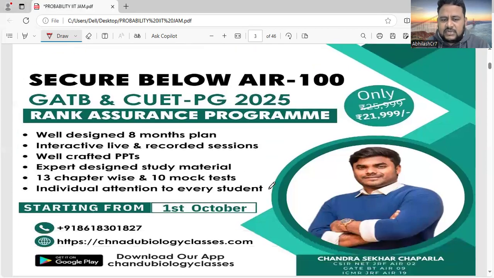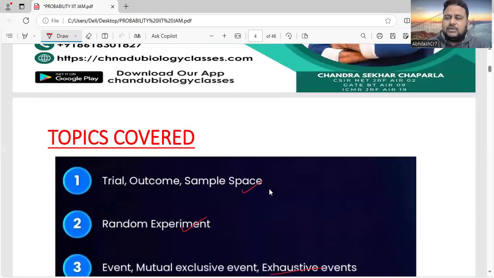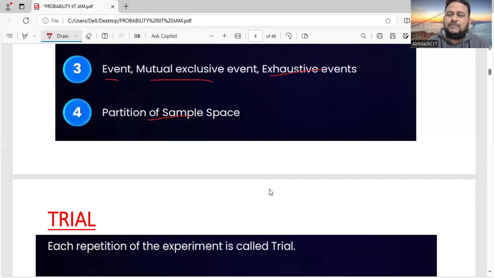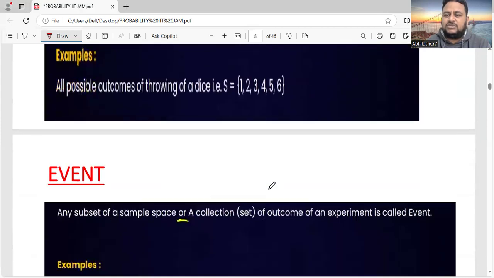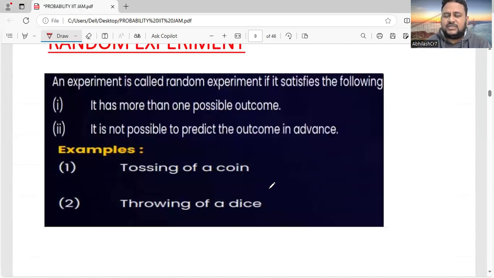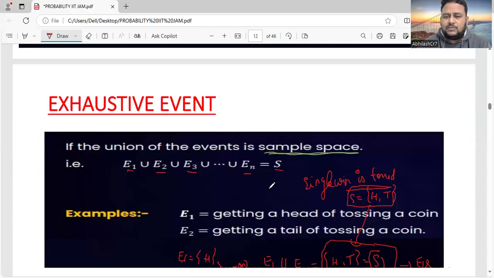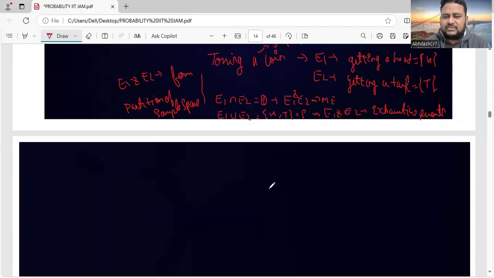All right, friends, let us continue our discussion on probability. In the initial classes, we discussed the basics of probability. We learned the terminologies related to probability, like trial, outcome, sample space, and random experiment. When it comes to events, we learned what an event is, what a mutually exclusive event is, and what an exhaustive event is. Then we learned about partition of sample space. Later we learned about the axiomatic approach to probability, including the addition theorem and PYQs based on the addition theorem. So we have learned the basics of probability and also the axiomatic approach to probability.